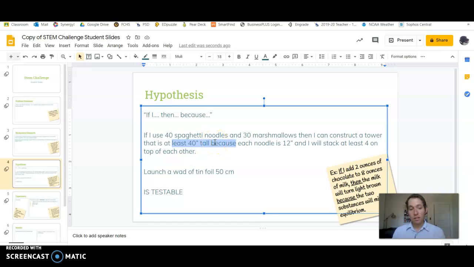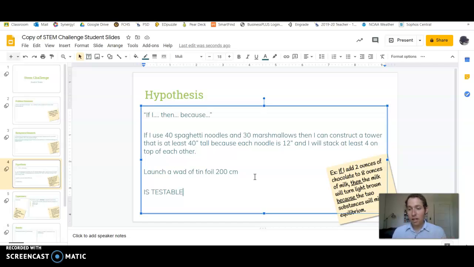So if you were doing the launcher or the catapult, right, you would write, if I use so-and-so materials, then I can construct a catapult that can launch a wad of tinfoil at least 50 centimeters or 200 centimeters or whatever your hypothesis is. This is what you will share in your collaborative groups today, or during this week.